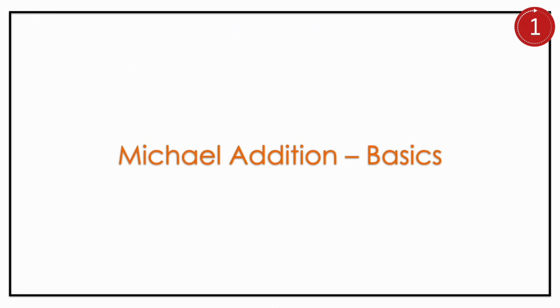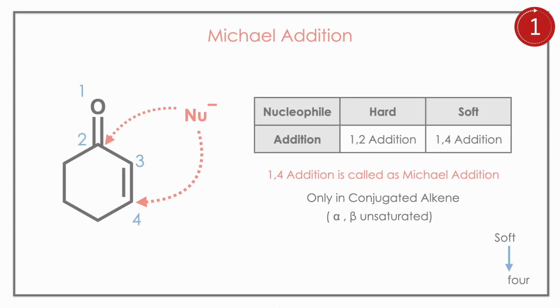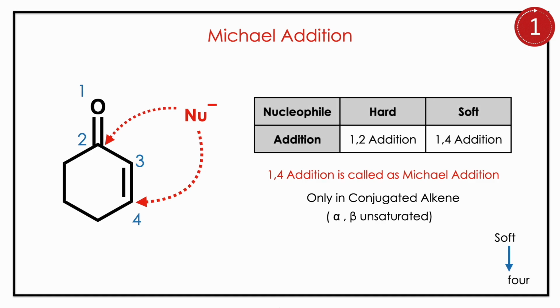First, let us see what is Michael addition and basics of it. Initially, we keep the things simple. Here alpha, beta unsaturated ketone is there. Nucleophile is adding. Nucleophile can add in ketone or alkene, that is second position and fourth position, which is called 1,2 addition and 1,4 addition.